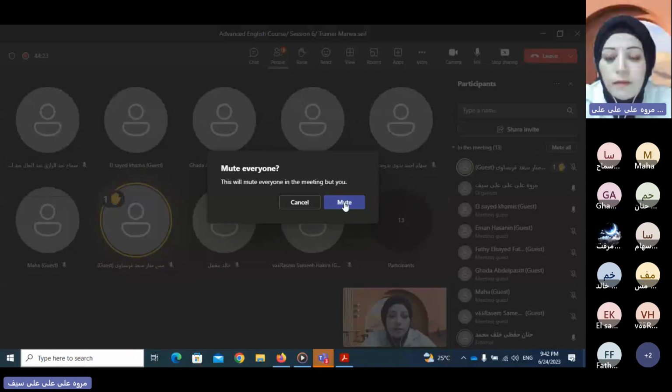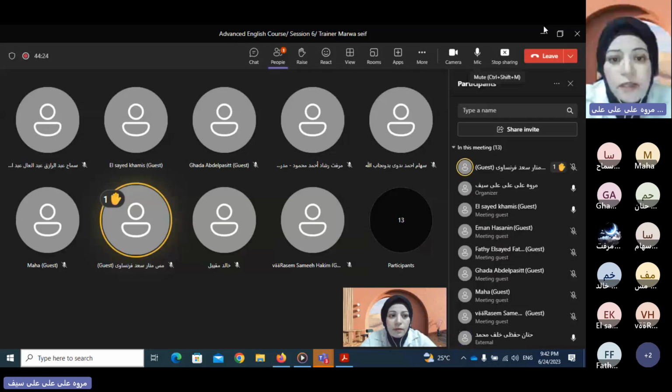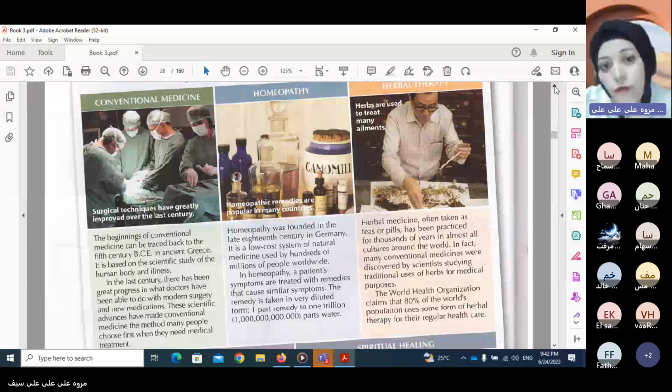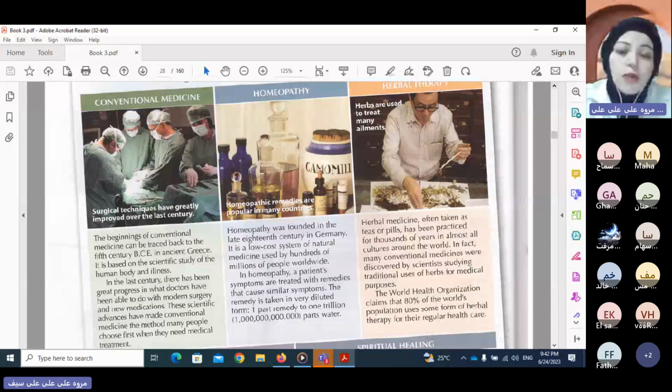Okay. So now we are going to read this part. We're having the azan, just a second. So we're going to read this, just 1 minute to read about homeopathy and tell me one or two sentences about what homeopathy is in the first place. Start now, please. You have 1 minute.